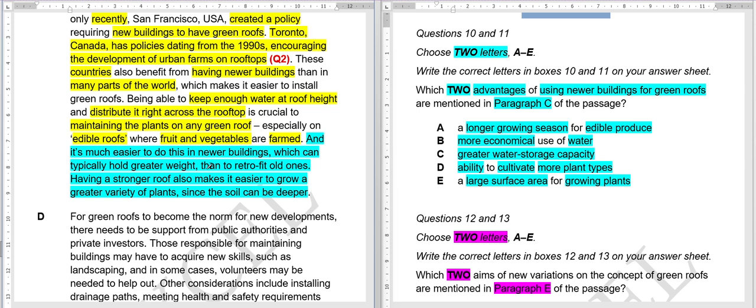Okay, time's up. Let me first mark the answers. We will see why these are the answers, and then we will see why other options are not our answer. And the answers are, which options? Two options have you marked? Yes, one is C and the other is D. Greater water storage capacity, ability to cultivate more plant types.